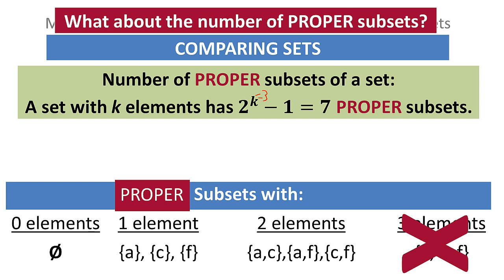If you had a 4 set, it'd be 2 to the 4th for subsets, that'd be 16, but it would be 1 less than that, 15, for the number of proper subsets. So you just take the number of subsets and take 1 away if you're talking about proper subsets.